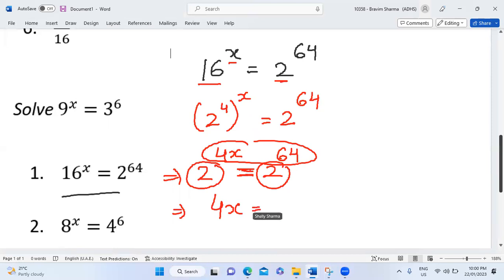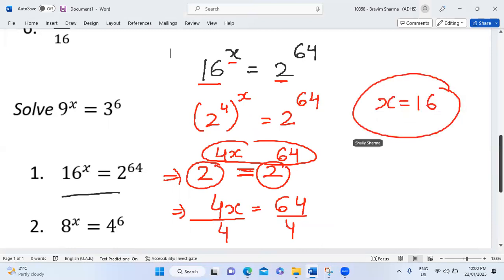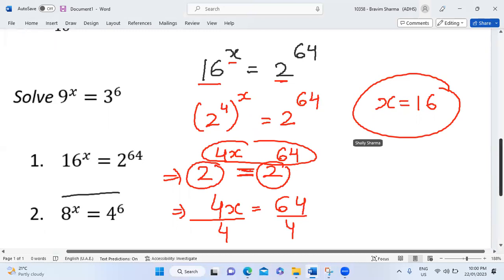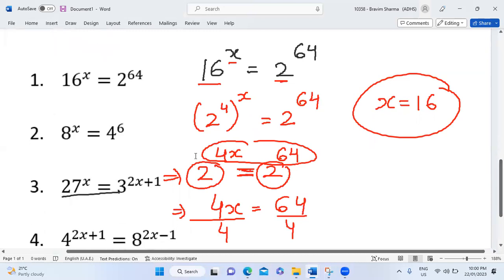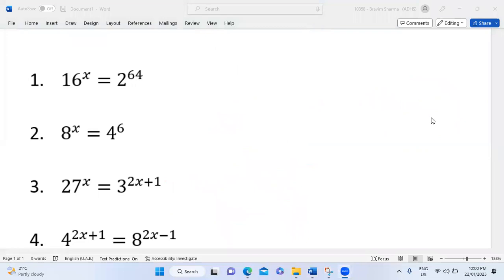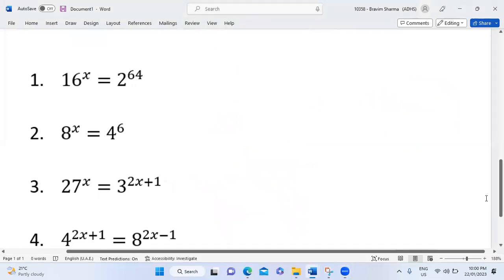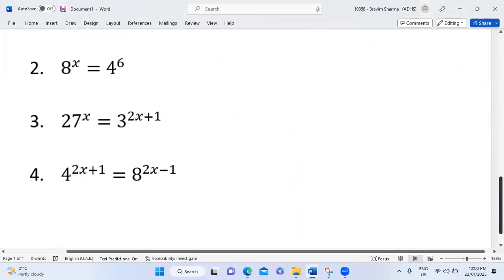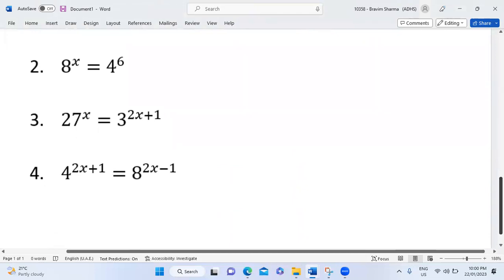So 4x is 64. To find x, we will divide both sides by 4. So x is equal to 16. Okay. Now the next question is 8 to the power of x equal to 4 to the power of 6. This is the same way we can solve. Now one more question where we will be getting an expression in the powers. So I solve one of these questions now, and the remaining questions, like 1 or 2, if I leave, you can try on your own.